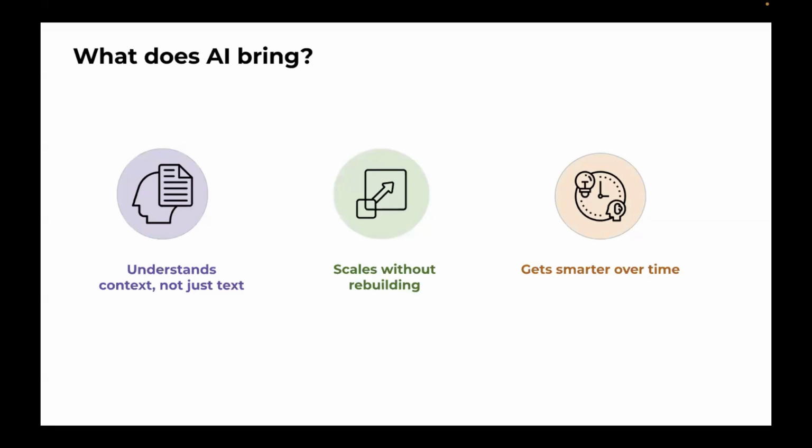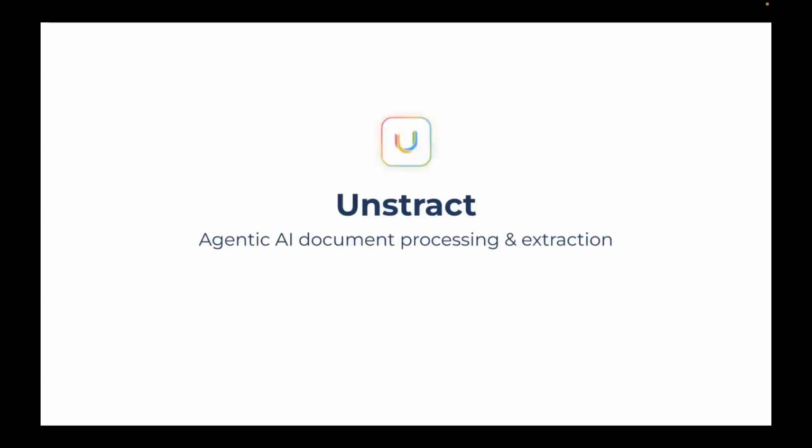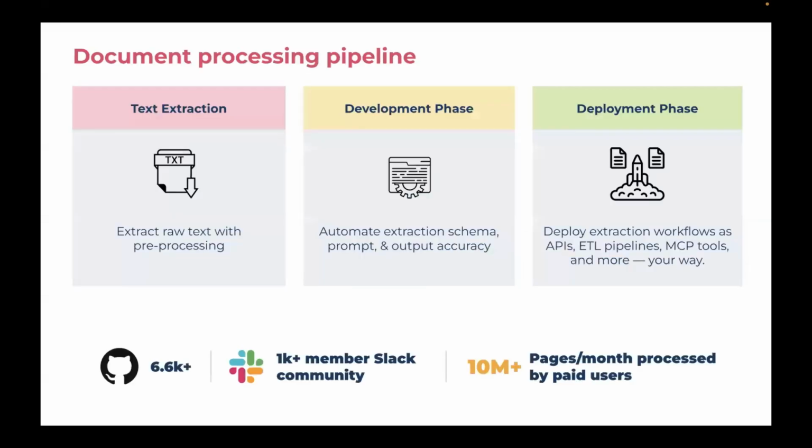So now let's move on into the checklist of capabilities I was talking about earlier. So we'll go over what are all the must-have capabilities for a document extraction platform in 2026. And before I reveal the checklist, because I'm going to be demonstrating these capabilities with Unstruct, let me just introduce the platform to you. So Unstruct is an agentic AI document processing platform.